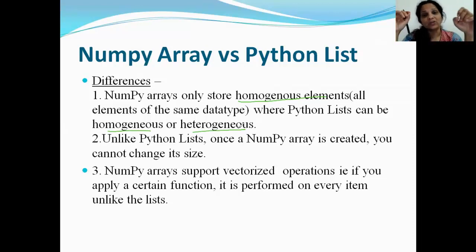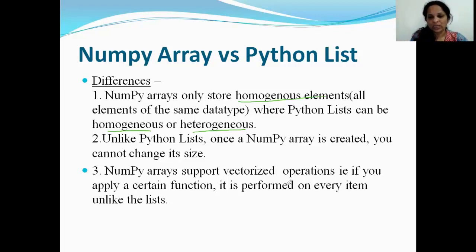Now, another thing: when you create lists in Python, you can change their size after creation. But when you create a NumPy array, you cannot change its size. You can't make it bigger or smaller. That means it can't expand or shrink. Then NumPy arrays support vectorized operations. That doesn't happen in a list.